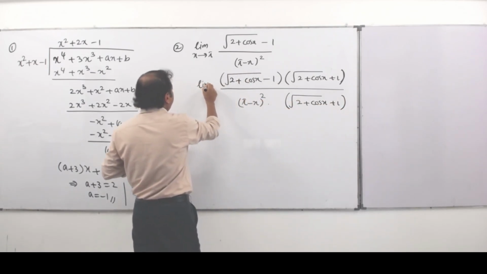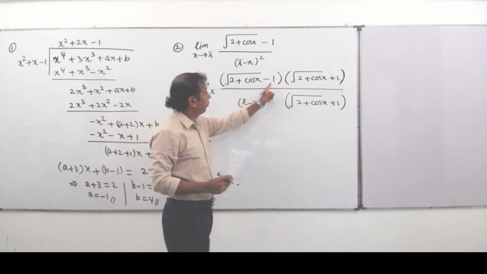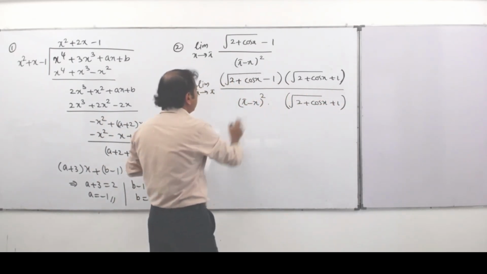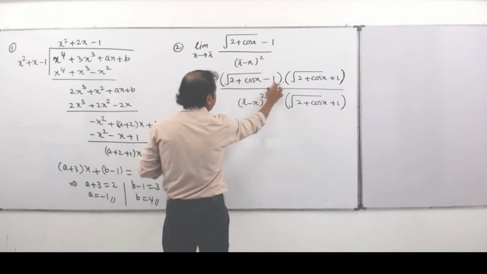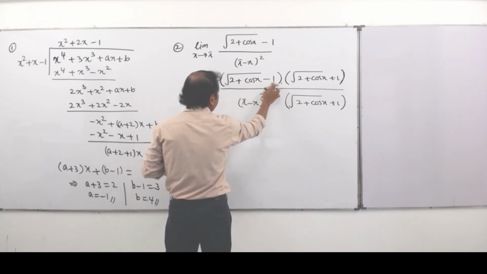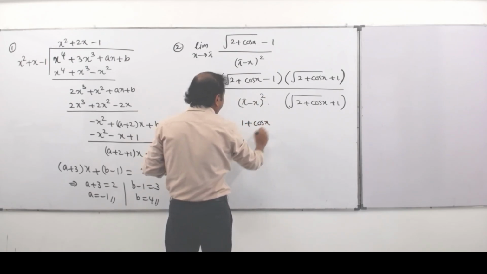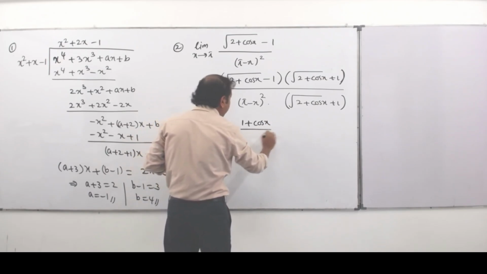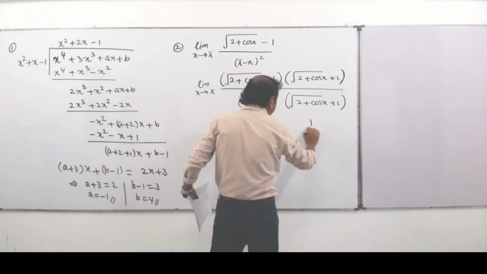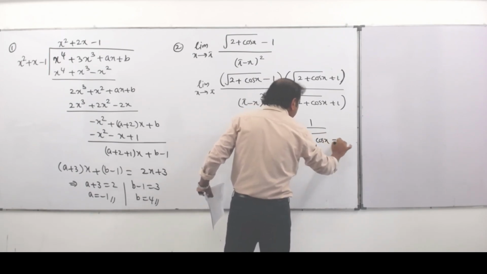Limit as x goes to pi. Here, this is like (x - y)(x + y), that you can write as x^2 - y^2. So then square of this, the root will eliminate, minus 1 squared is 1. Then we get 2 plus cos x minus 1, that means 1 plus cos x, divided by (pi minus x) perfect squared. And here we have root of (2 plus cos x) plus 1.